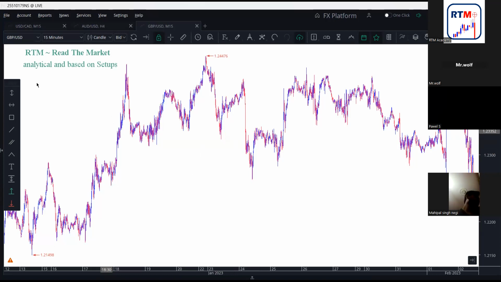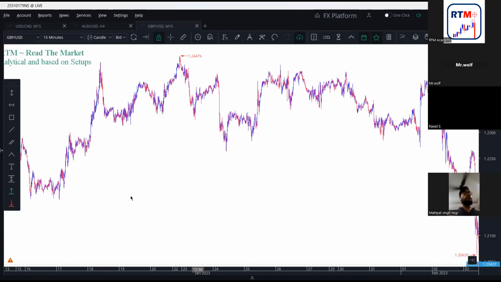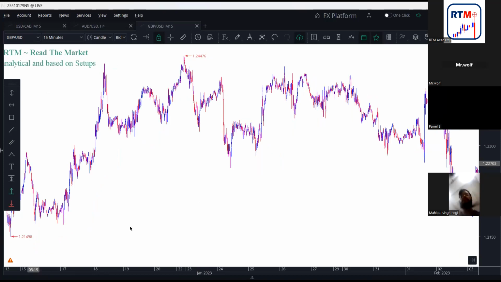In the analytical way, as I told you, it is really hard. It takes, for example, 5 or 6 years in order to make a profit with this way of trading. But in the based on setups way, the win rate is low, and most of the time the market never creates a beautiful setup for you.